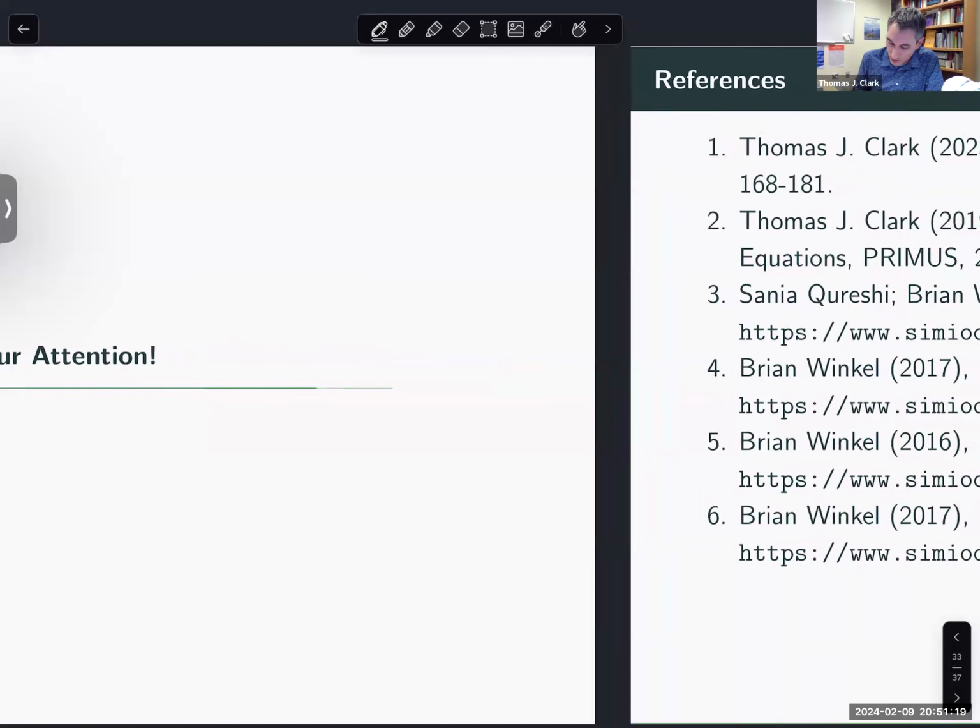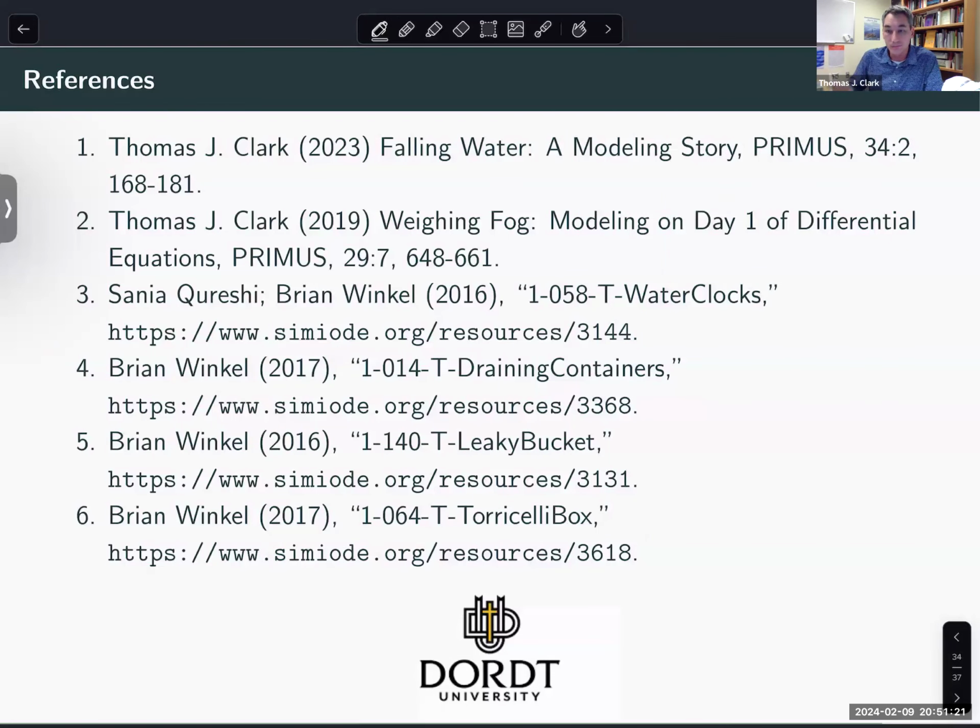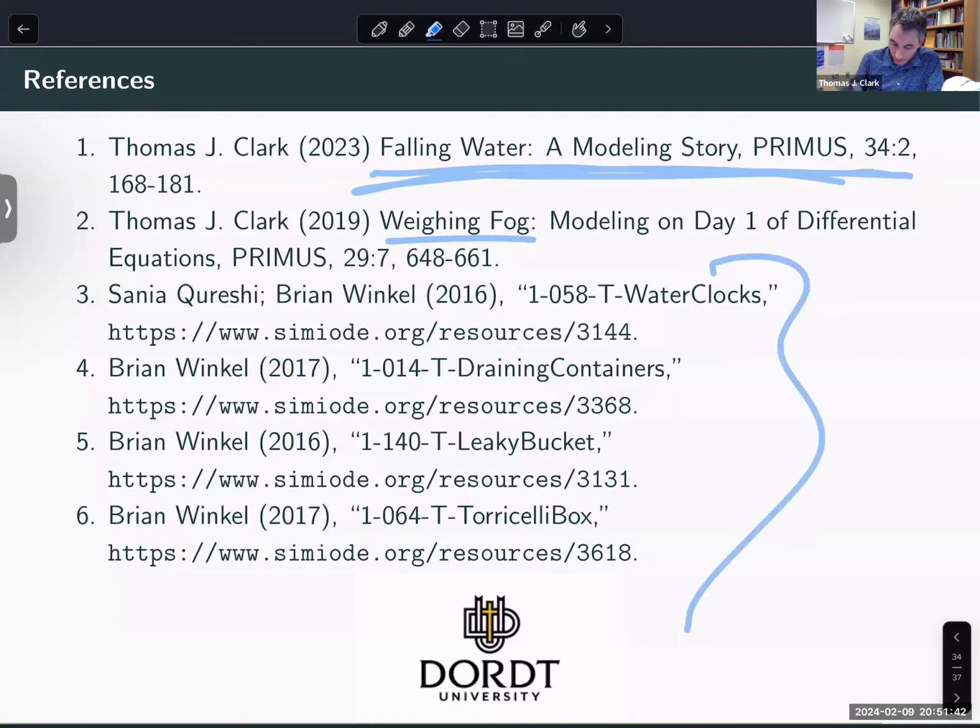I appreciate your attention. Here are some of those references. This is the paper where all the data and the links are. It's in PRIMUS. And then a shameless plug for another paper I wrote years ago about doing some dry ice modeling that I think is a nice problem as well if you're into these kinds of things. And then all these semiode problems are available as well.